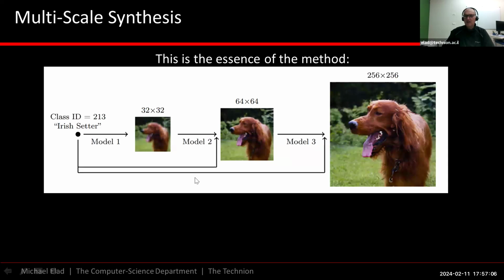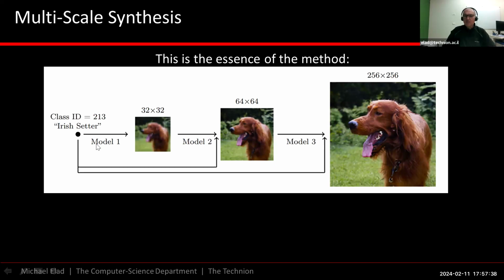So basically, here's the idea. You want to generate 256 by 256 images? Don't. Start by creating 32 by 32 images. This is so much easier. The denoiser is much lighter. You can run many iterations and it hardly costs you anything. And once you finish, take this and use it as initialization in order to create a bigger image and a bigger image. And every time, model 1, model 2, model 3, each of them is a diffusion model, a complete diffusion algorithm that takes you from one image to the next.